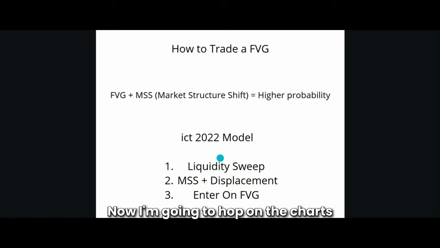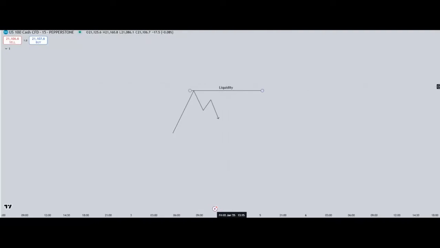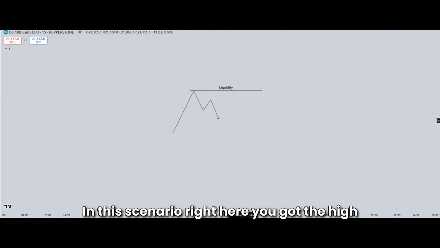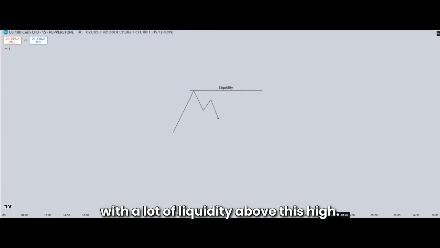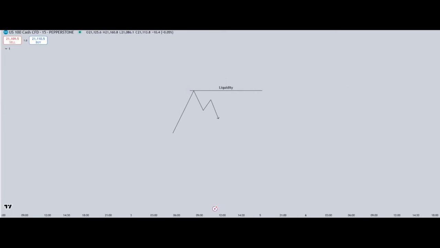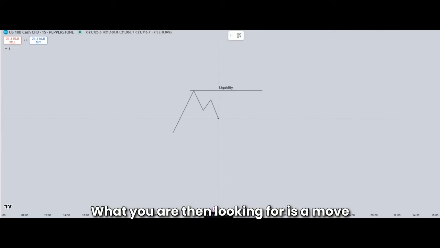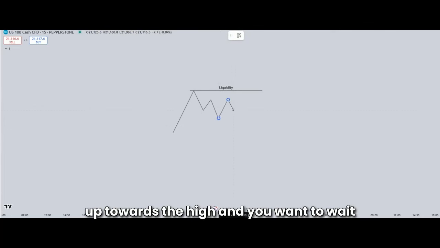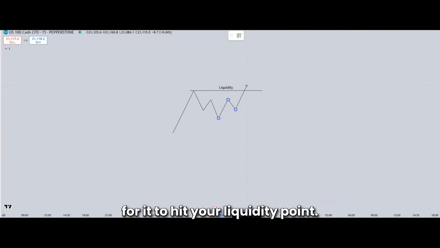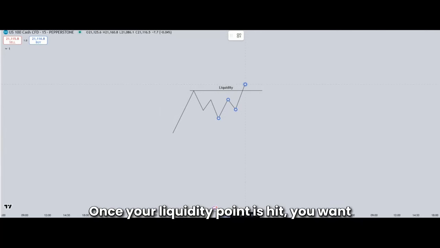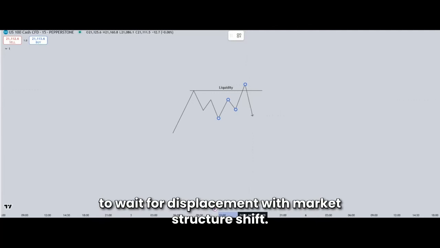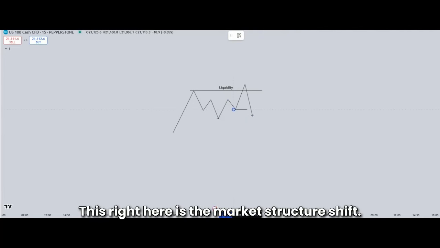Now I'm going to hop on the charts and show you guys how it looks. In this scenario right here, you got the high with a lot of liquidity above this high. What you are then looking for is a move up towards the high, and you want to wait for it to hit your liquidity point. Once your liquidity point is hit, you want to wait for displacement with market structure shift. This right here is the market structure shift.